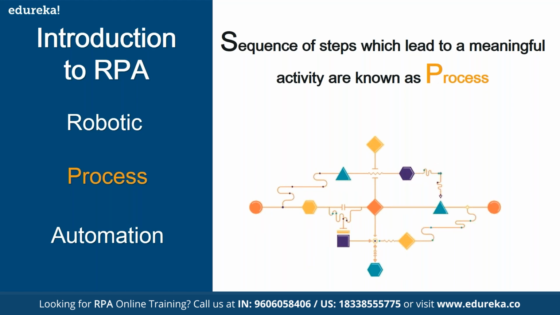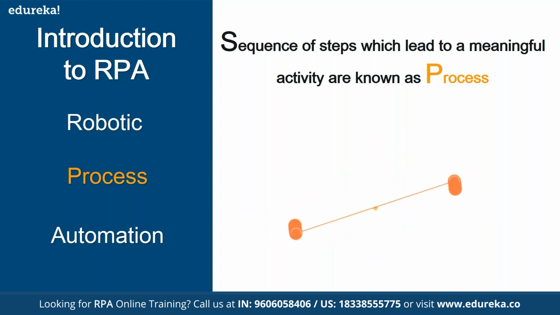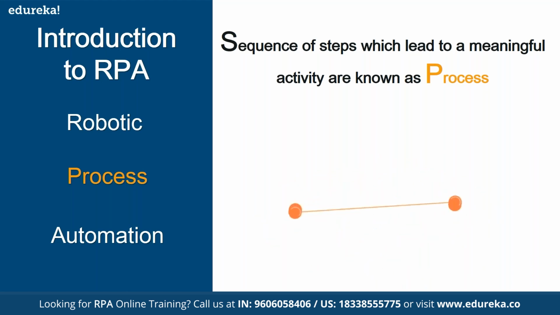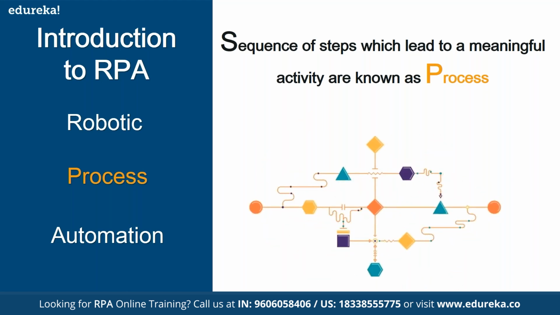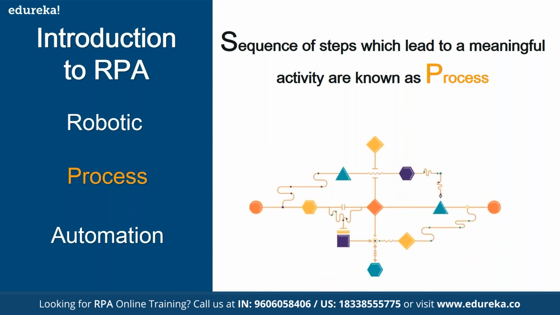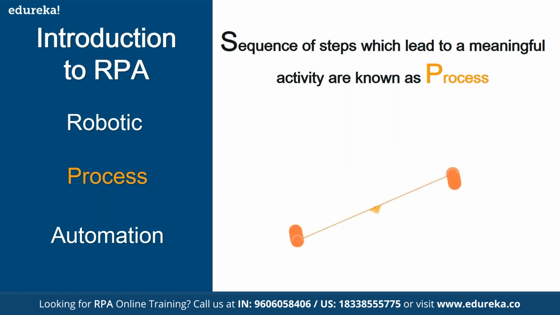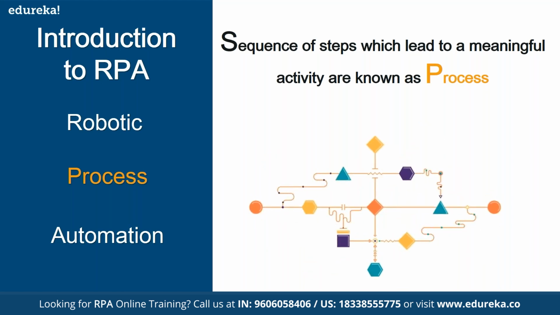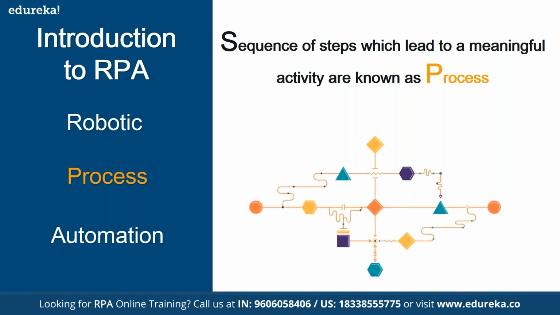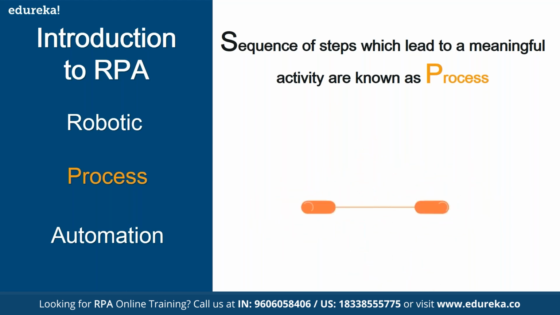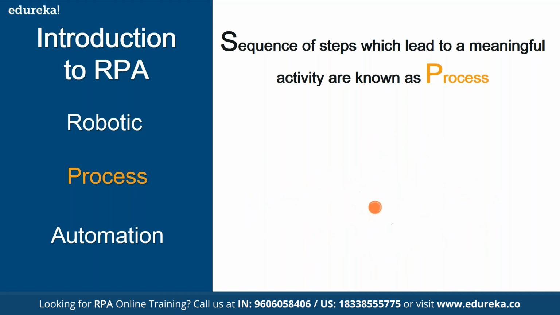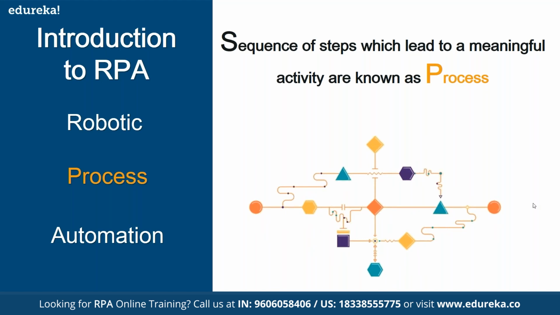Everything that happens is a business process. And what is a business process? A business process is a sequence of steps that we do to achieve some meaningful task. Every day you go to office and do work which benefits the organization, and that process that you do on a daily basis is called a business process. And that business process, which you are doing as an individual, can be done by your robot.